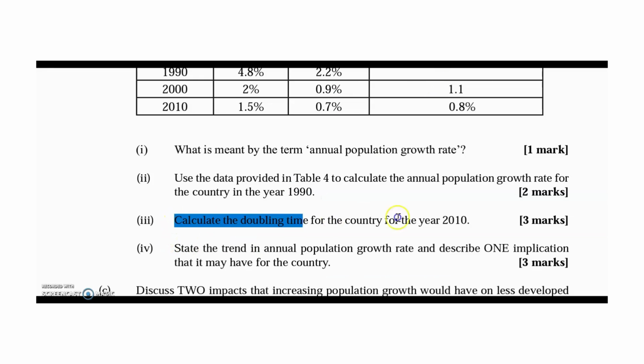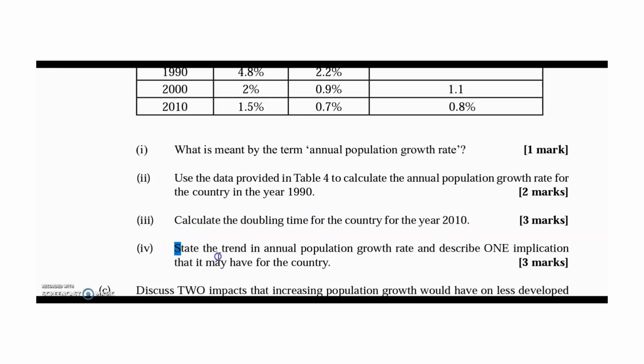Part 3, calculate the doubling time for a country for the year 2010. Now, students, the doubling time is equal to 70 divided by the rate. The rate is always in a percentage. So, what is the doubling time for the country in the year 2010? You're taking 70 divided by 0.8. All right, let's see what we get there. The doubling time for the country for the year 2010 would actually be 87.5 years. That means it will take 87.5 years for the population to double by twofold.